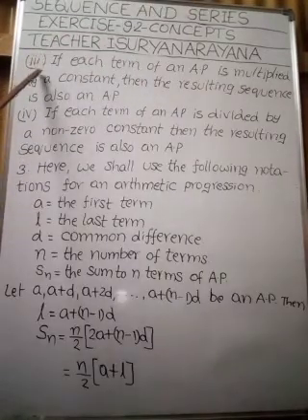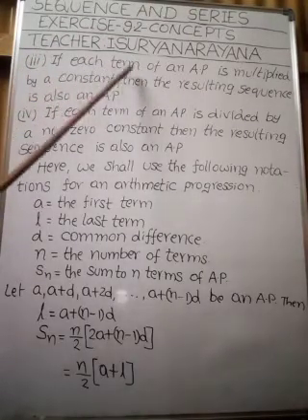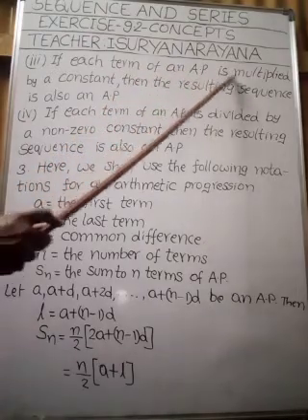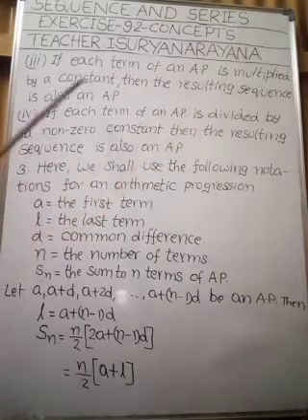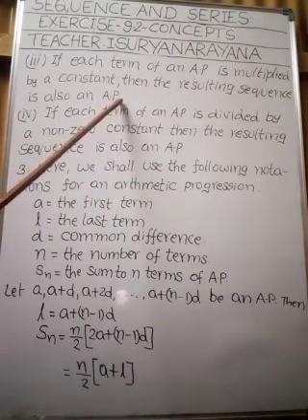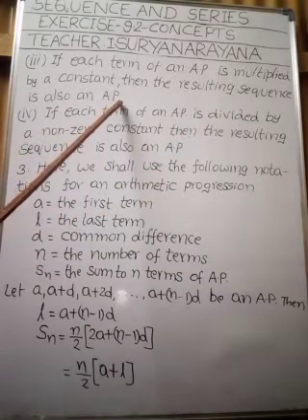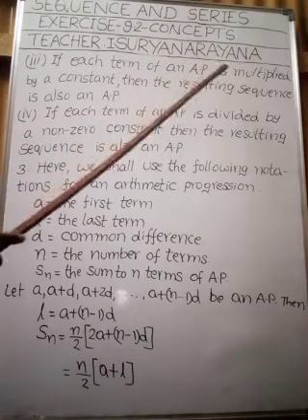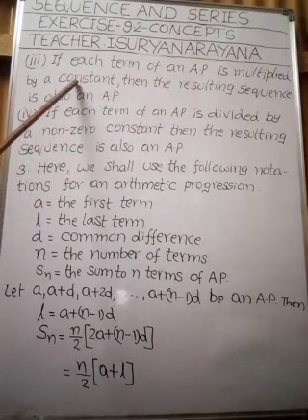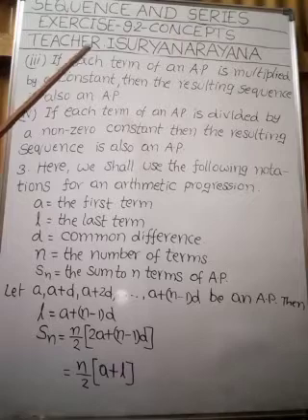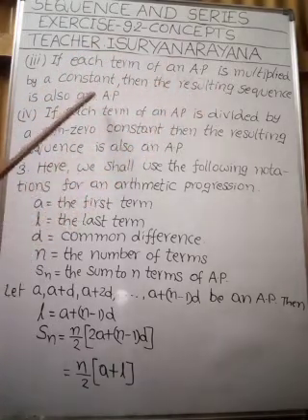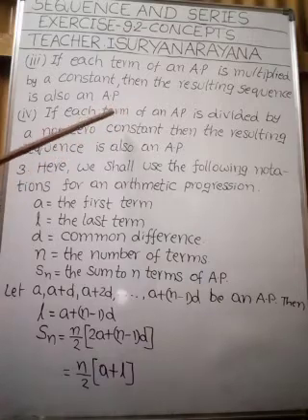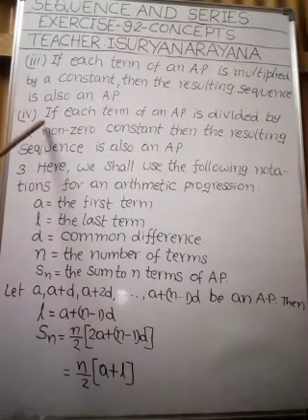Right. See the third point. If each term of an AP is multiplied by a constant, then the resulting sequence is also an AP. Okay, my dear children, understood this point? If you multiply each term of an AP by a constant, then we get a new sequence. The new sequence, the resulting sequence, is also an arithmetic progression. Okay, my dear children. Now come to the fourth point.